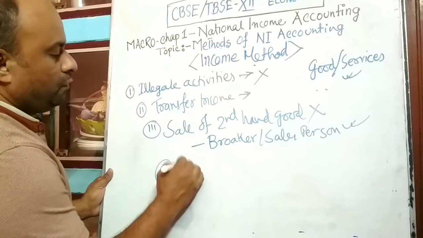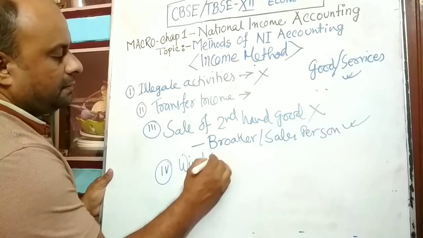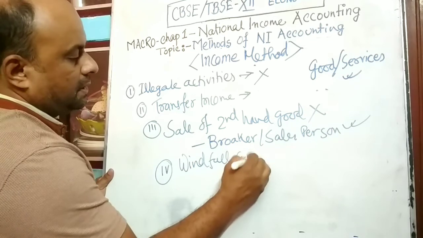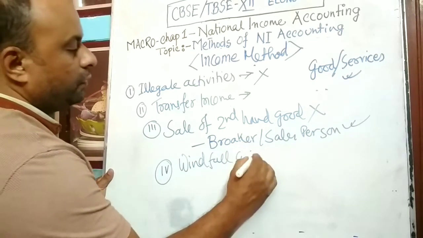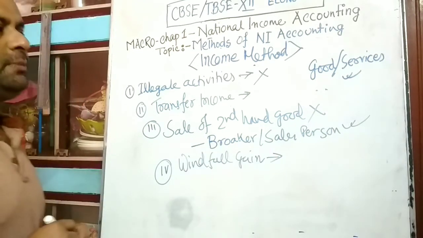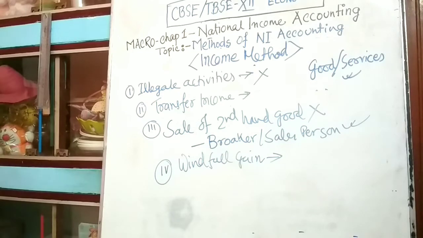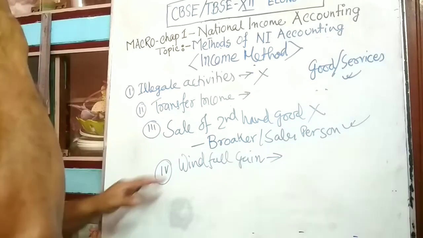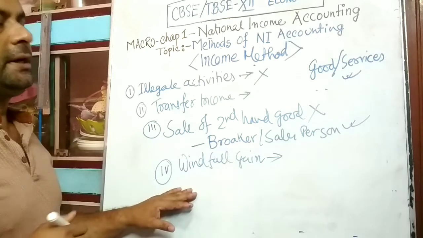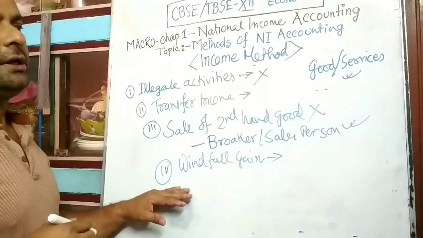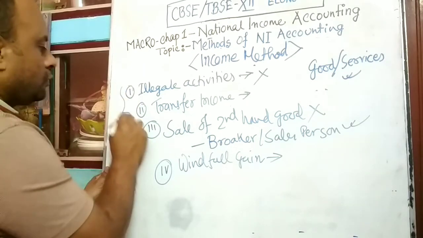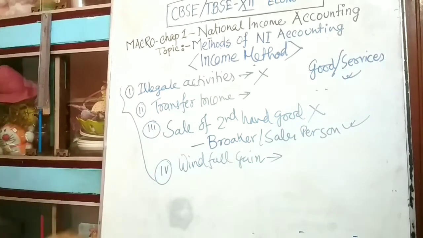Number 4, windfall gain. Windfall gain means unexpected income. Suppose lottery is an unexpected income. Nothing is produced against it. So this type of income is also not included in the national income. Okay, like that, lot of precautions are there which are included, which are not included.